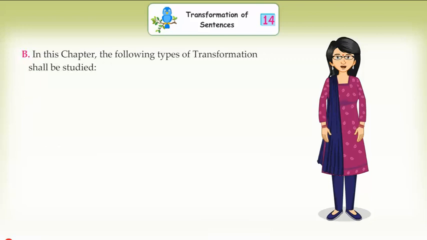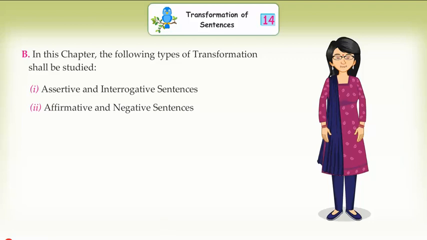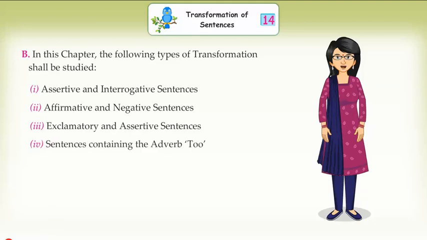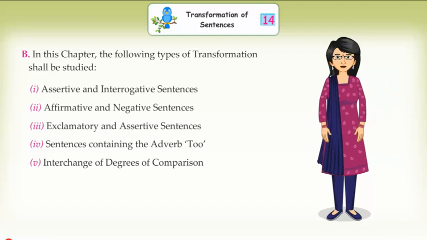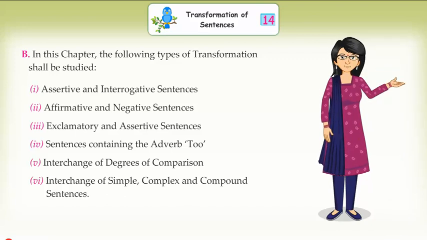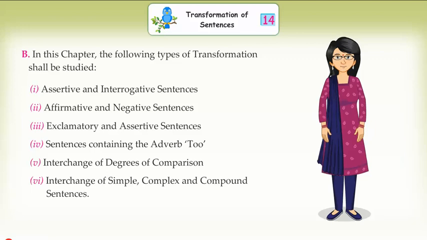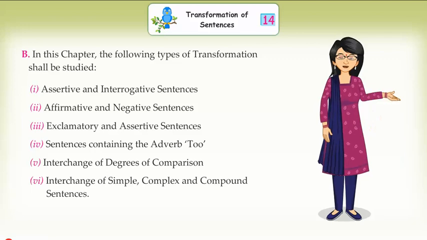B. In this chapter, the following types of transformation shall be studied. 1. Assertive and interrogative sentences. 2. Affirmative and negative sentences. 3. Exclamatory and assertive sentences. 4. Sentences containing the adverb too. 5. Interchange of degrees of comparison. 6. Interchange of simple, complex and compound sentences.